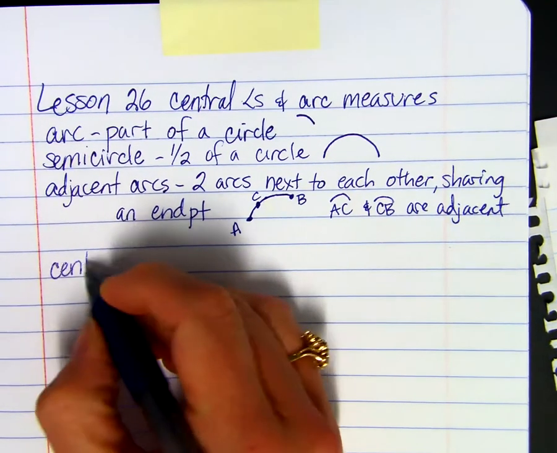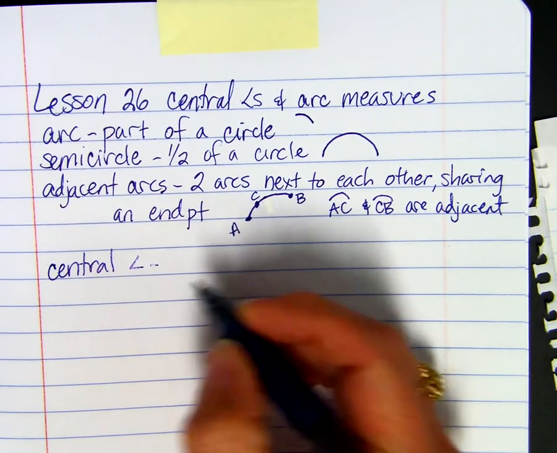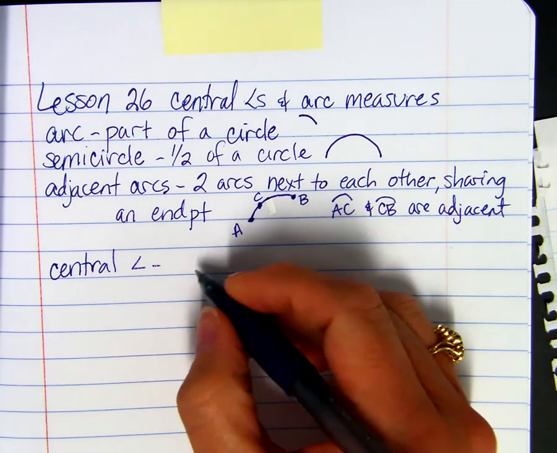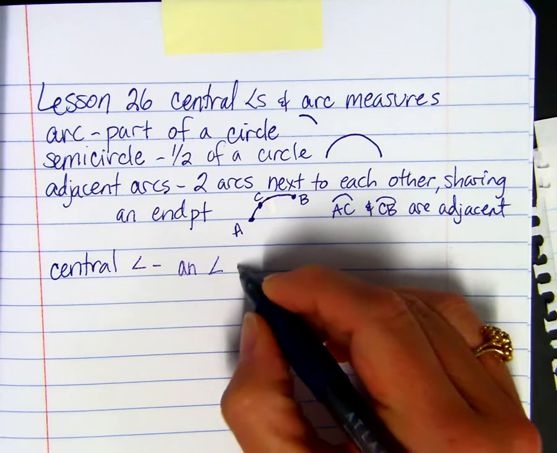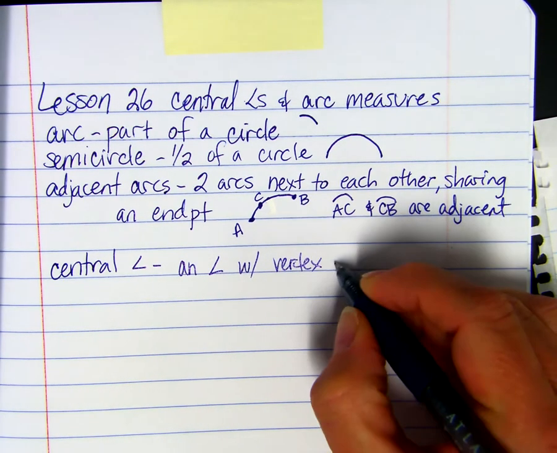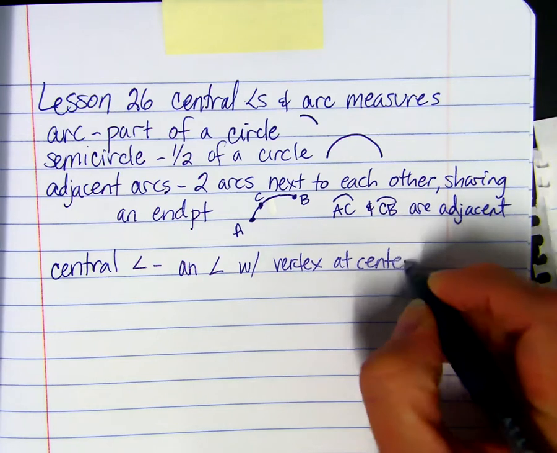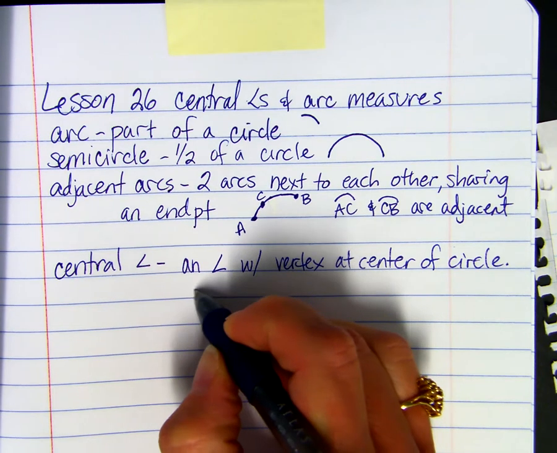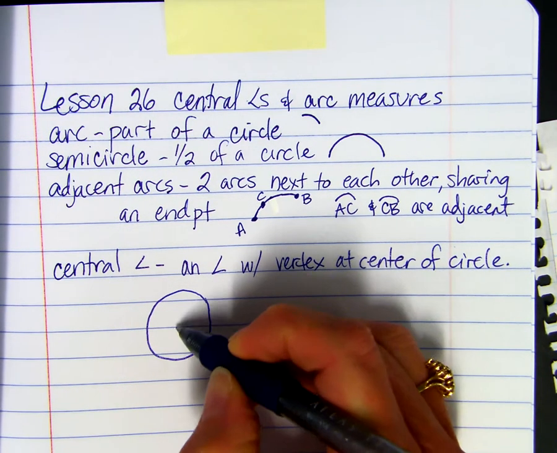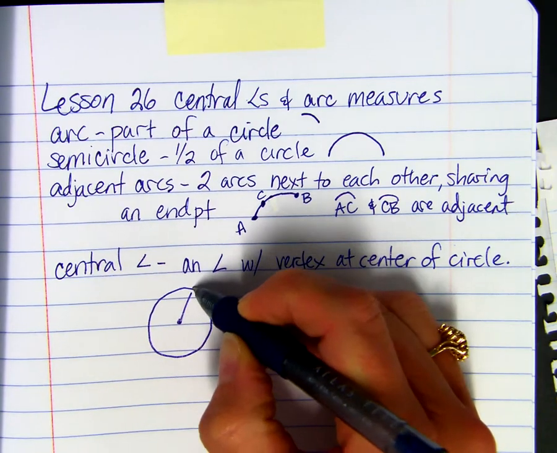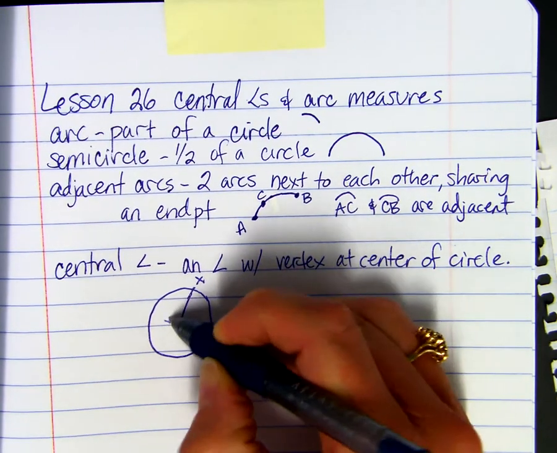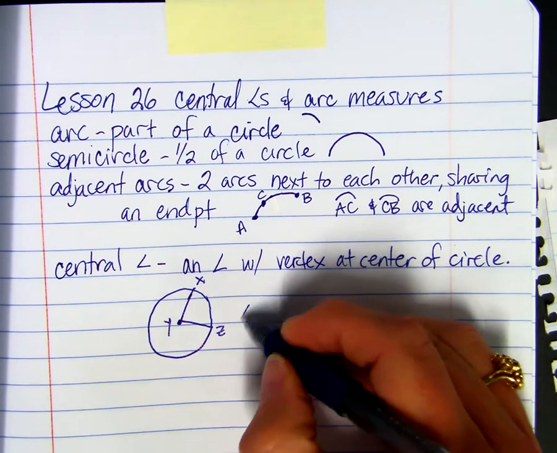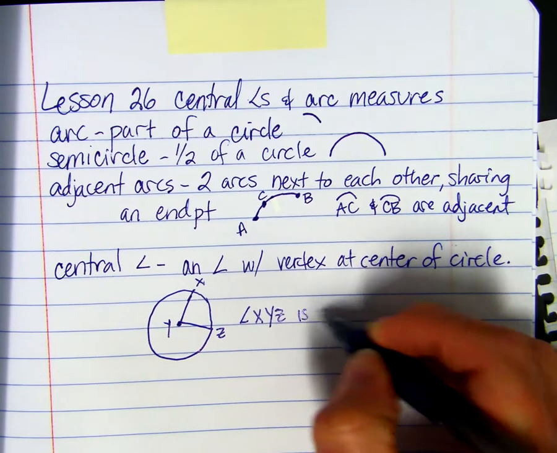In a circle, we can have what's called a central angle, and that is an angle with the vertex on the center of the circle. So, draw our circle, oops, an angle. So angle XYZ is a central angle.